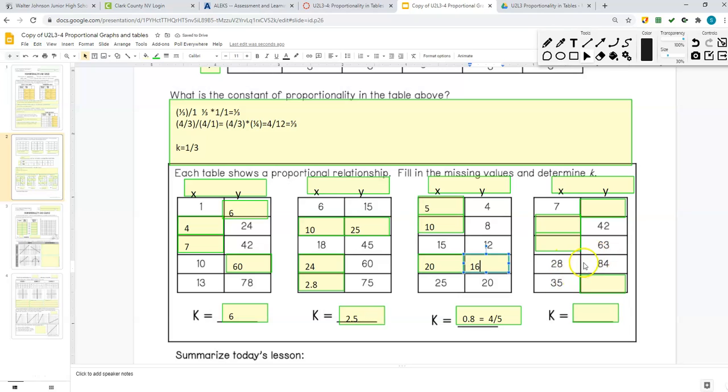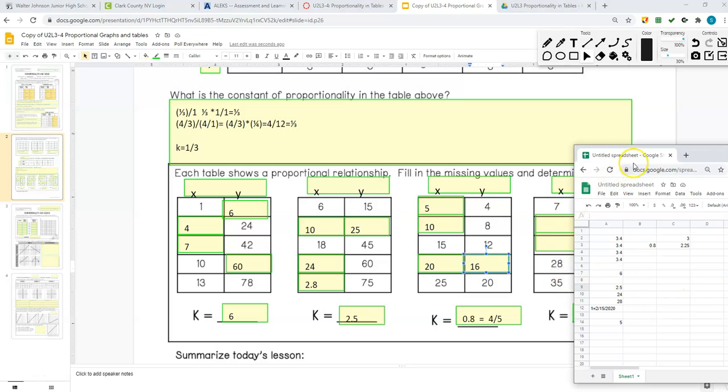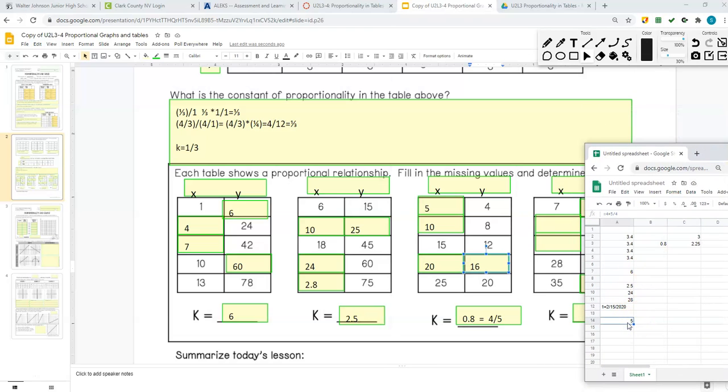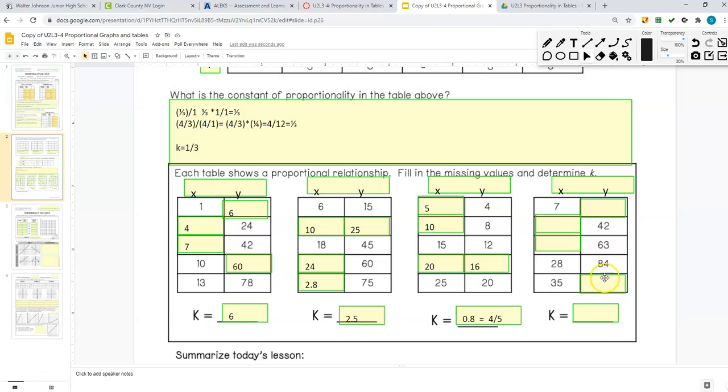This one, here's the relationship that we're going to find. So we're going to take 84 divided by 28. And we get 3. So that means to get up here, we're going to multiply by 3. So this one is 105. To get this way, we're going to divide by 3. So this is 21. And this is, what, 10, 14? Then this one is going to be 7 times 3 is 21. So our constant of proportionality is 3.